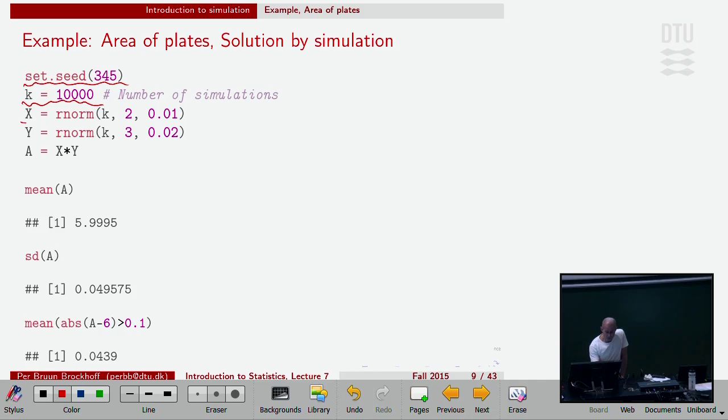Then I simulate 10,000 lengths and 10,000 widths independently from each other, right? 10,000 times I get a random normal number with a mean of 2 and a standard deviation of 0.1. And then I just look at the numbers.